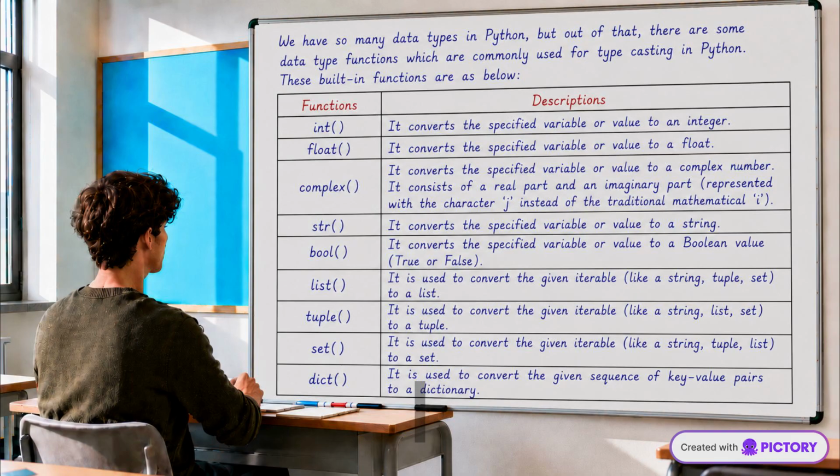It consists of a real part and an imaginary part, represented with the character j, instead of the traditional mathematical i. str: it converts the specified variable or value to a string. bool: it converts the specified variable or value to a Boolean value, true or false. list: it is used to convert the given iterable, like a string, tuple, set, to a list. tuple: it is used to convert the given iterable, like a string, list, set, to a tuple. set: it is used to convert the given iterable, like a string, tuple, list, to a set. dict: it is used to convert the given sequence of key-value pairs to a dictionary.